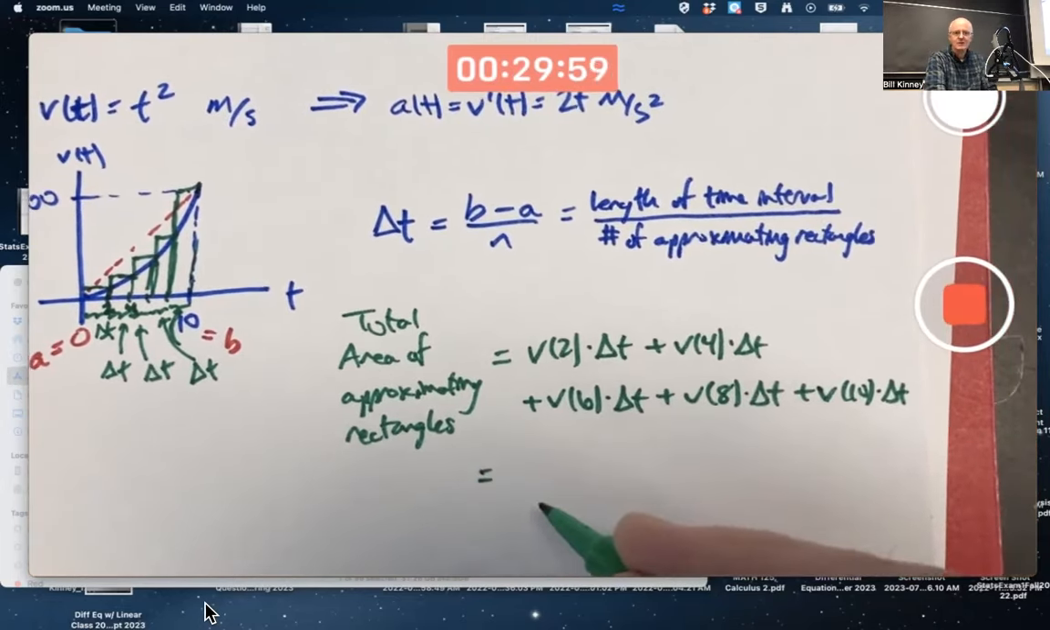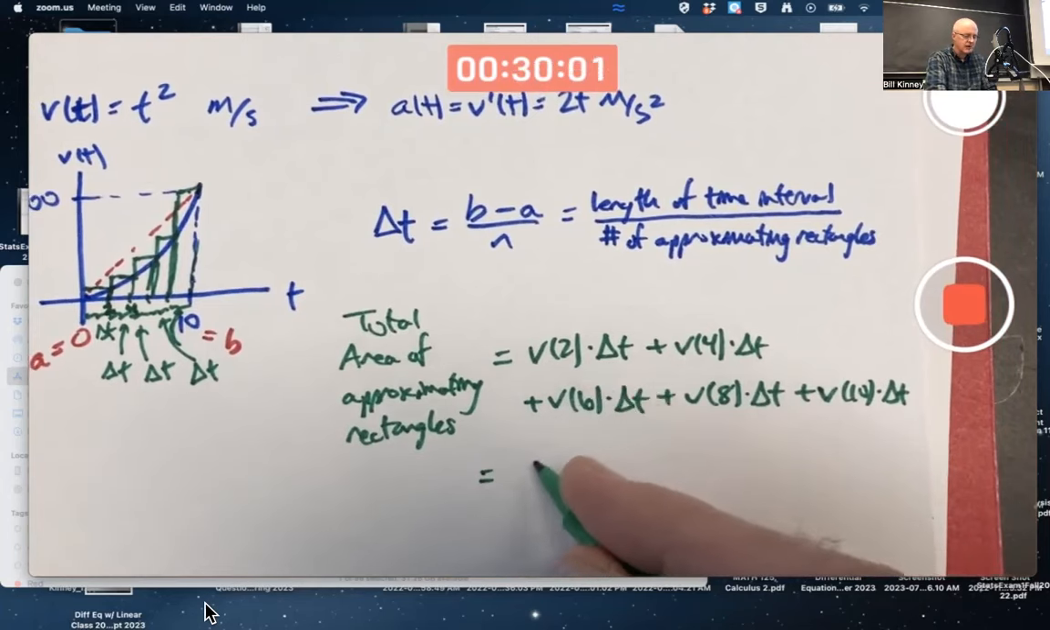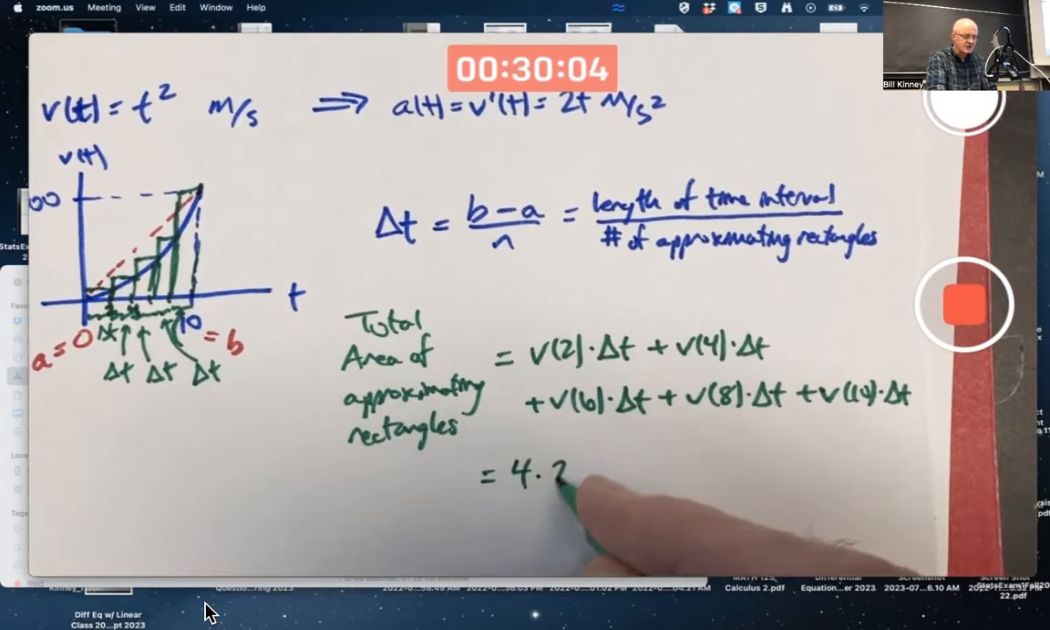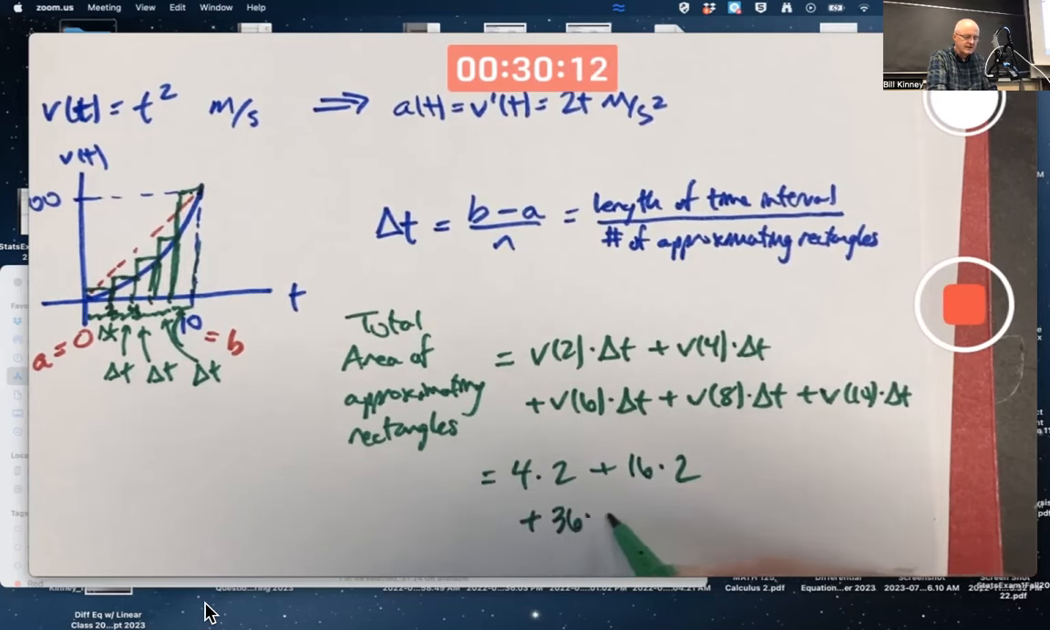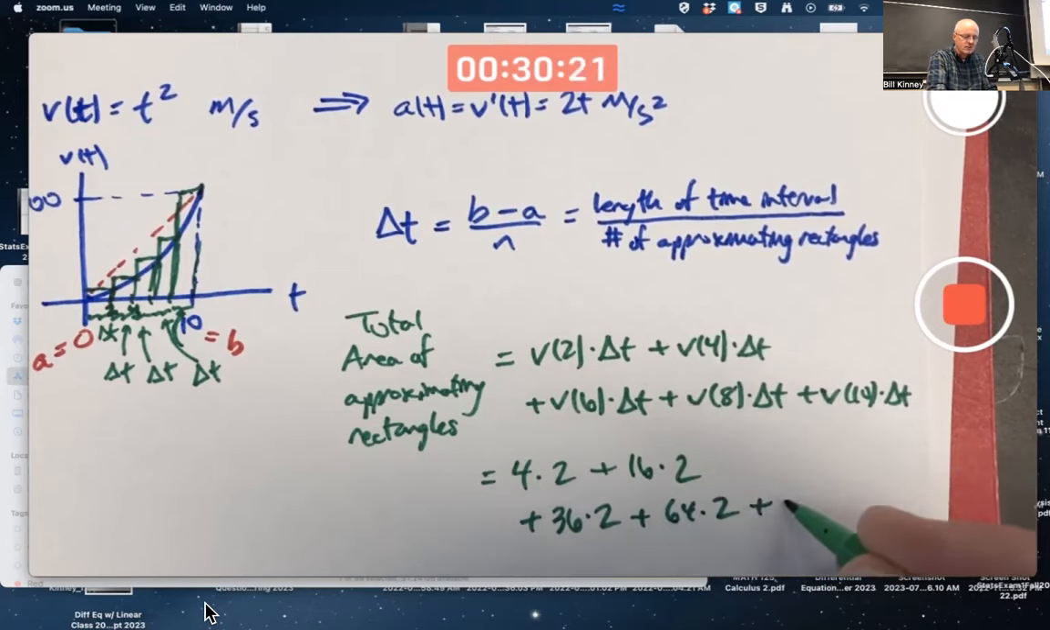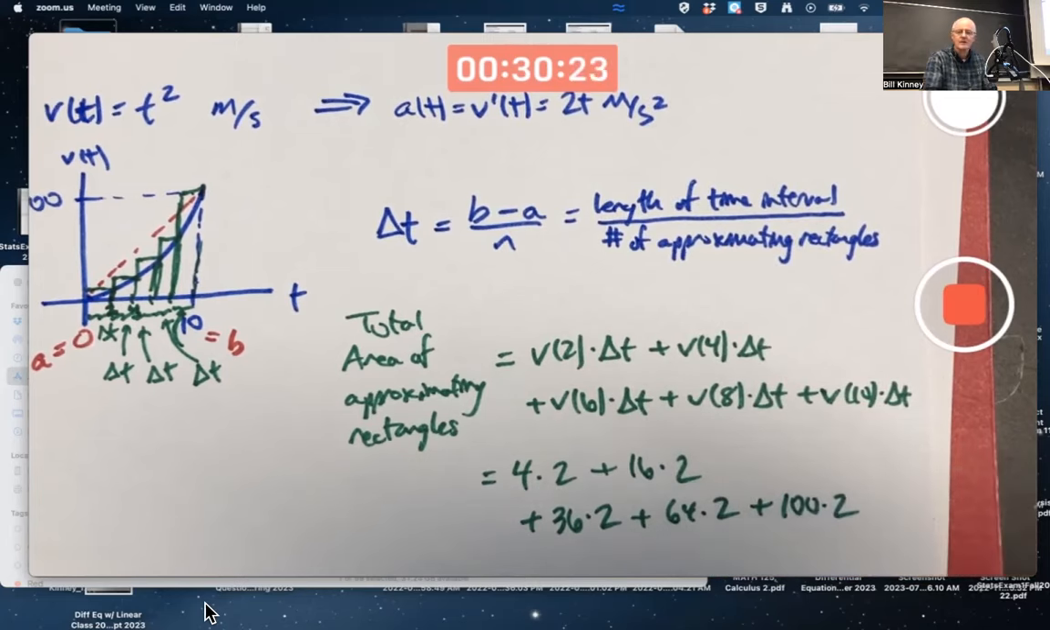Hey, that's not too bad to do. V of 2 is 2 squared is 4. Delta t is 2. V of 4 is 4 squared is 16. Delta t is 2. V of 6 is 6 squared, 36. Delta t is 2. V of 8 is 8 squared is 64. Delta t is 2. V of 10 is 10 squared, which is 100. Delta t is 2.